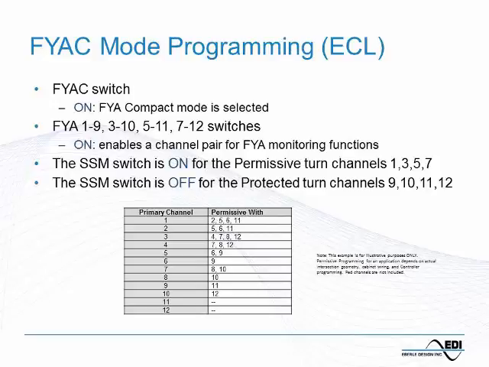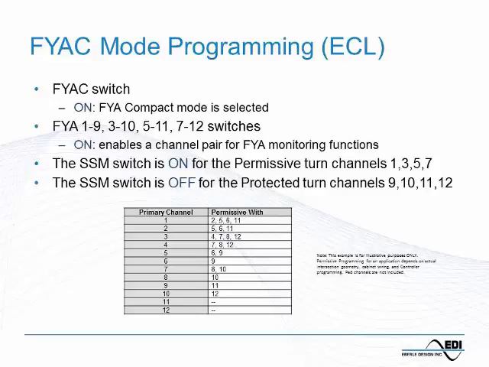We select and enable the channel pairs. The rest of the programming is pretty similar. We're going to turn the SSM switch on for the permissive overlap turn channels. So now our SSM switches are on for channels 1, 3, 5, and 7. And again, for the protected turn channels, 9, 10, 11, and 12, we want the SSM switches off. So in this case, again, because we've created those protected channels, we don't have the option of the hardwired overlaps or any of the confusion there with dummy loads.